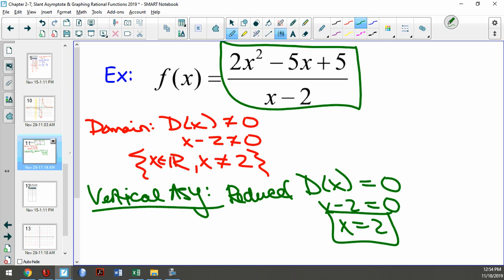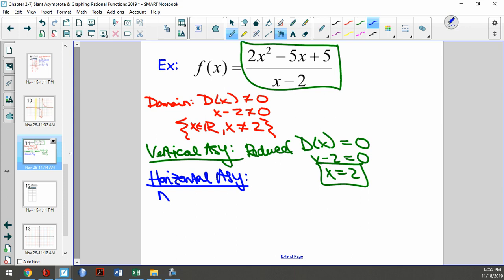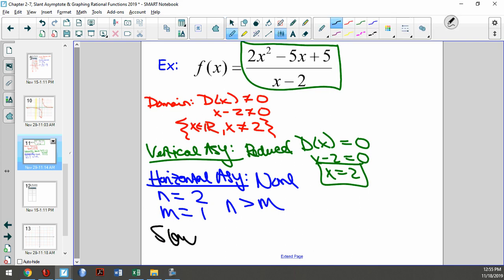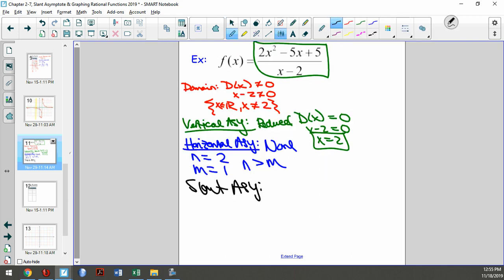Now I need to find my horizontal asymptote. Horizontal asymptote says that I need to look at my degree of my numerator, which is going to be 2, and my degree of my denominator, which is 1, and n is greater than m. So do I have a horizontal? No. Slant. Do I have a slant? Yes. Why do I have a slant? Because it is greater than 1 by 1 unit.